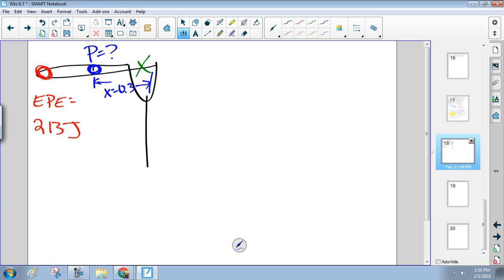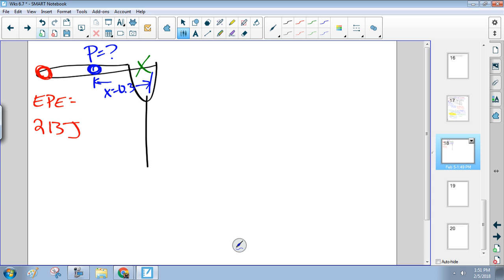So, what kind of power are we looking for here, you guys? Instantaneous or average? Instantaneous, right? Because it's asking for the power at that instant right there. And the only way to find instantaneous power is to find force and velocity and multiply them. Force times velocity. That's the only way to do it.